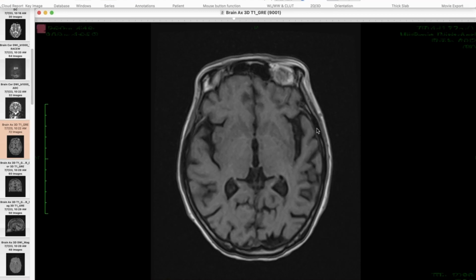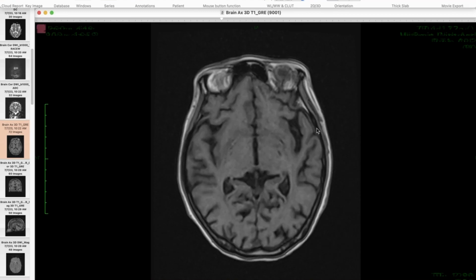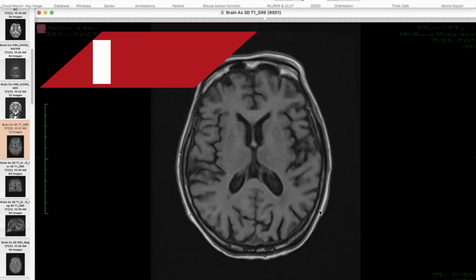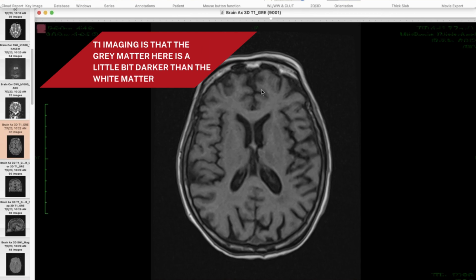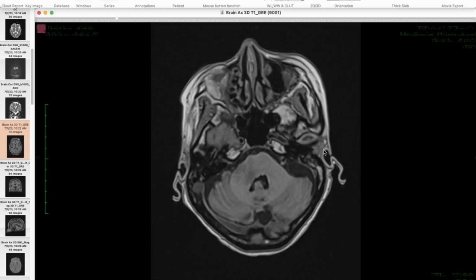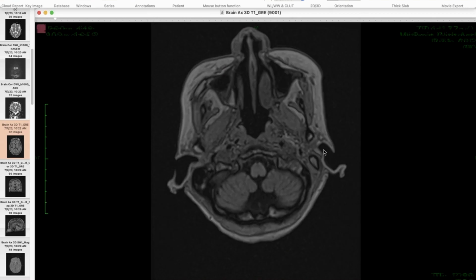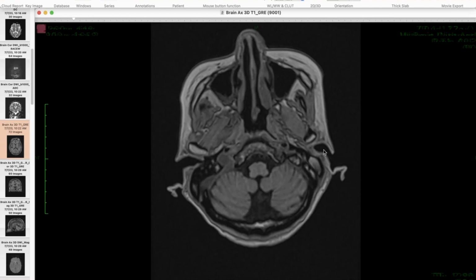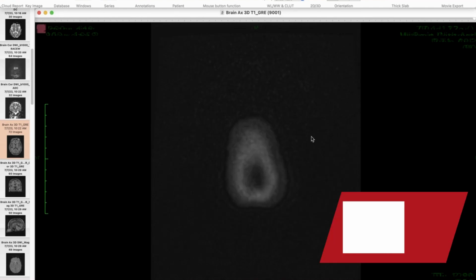So a T1 weighted sequence emphasizes something called the T1 relaxation time, which gets into some physics. Not incredibly important. The important thing about T1 imaging is that the gray matter here is a little bit darker than the white matter. The ventricles, which contain cerebrospinal fluid, are dark here. Fat is a little bright. Skull or bone is going to be dark pretty much regardless of the sequence you look at. You can get a pretty good look at some of the muscles in the face.